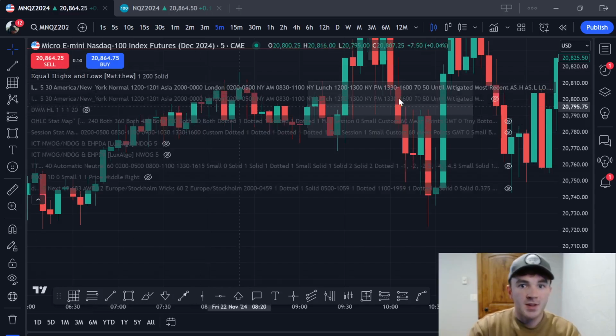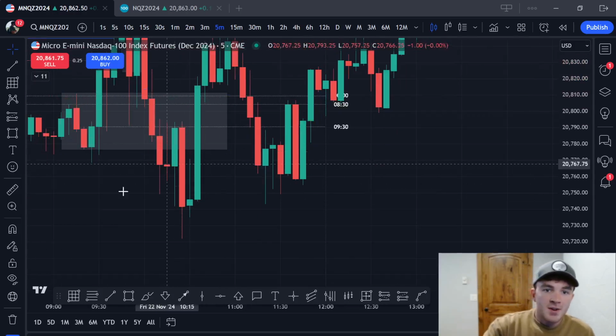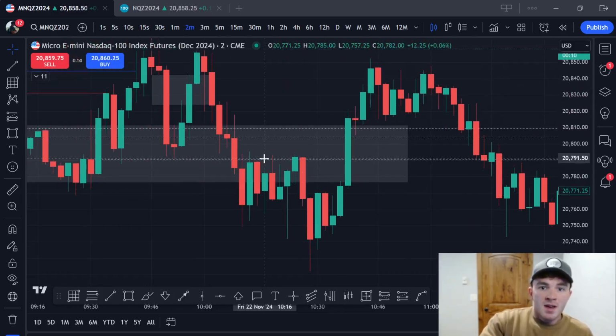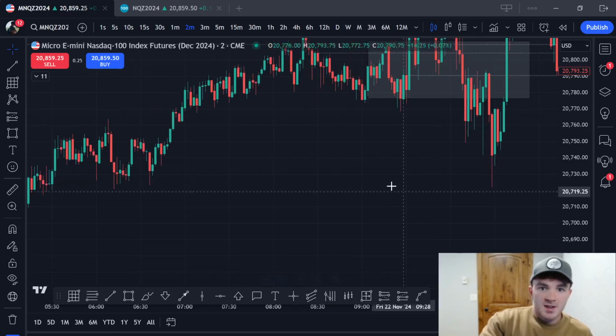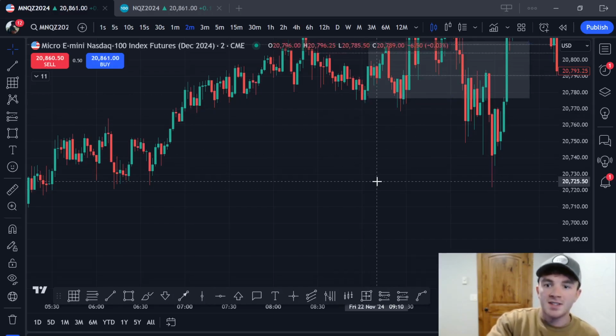And so anyway, we had the 9:30 open right here. I entered basically on the retest of that 9:30 open, and I tried to target those equal lows, and they did not get hit. So I think I'm going to call it here because I just want to keep this one short today.